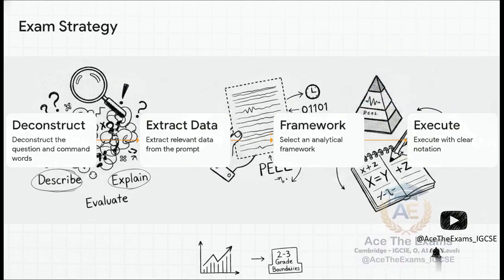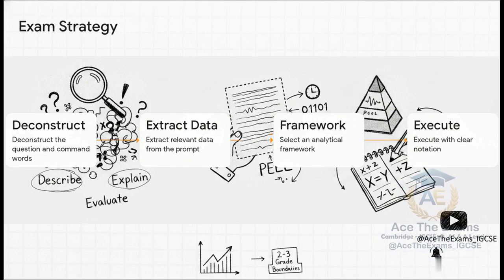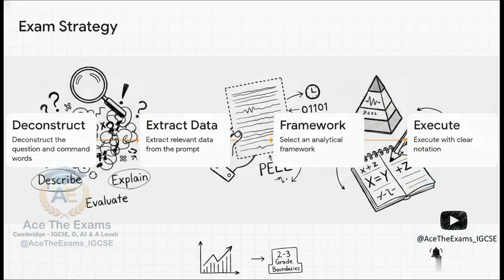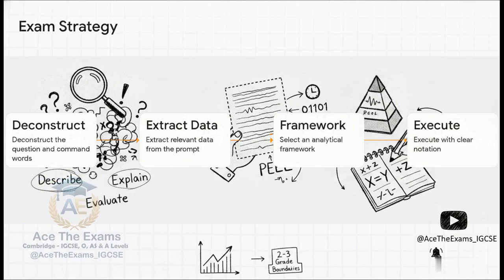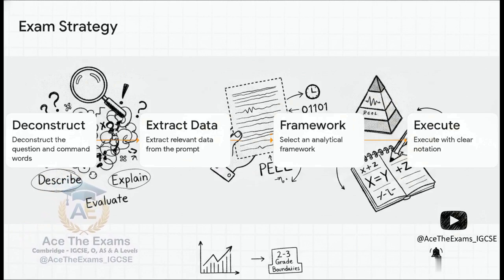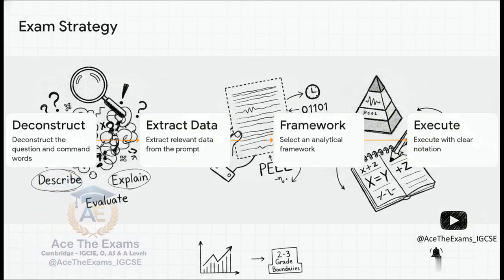Step 3, select your analytical framework. Are you comparing two things? Use PEEL. Step 4, execute with clear notation and perfect terminology. If you see a flawed sample paragraph that just says 8 kHz is worse than 44 kHz, you should immediately spot the flaw. It lacks data extraction, it lacks framework, and it lacks execution. Identifying these flaws in your own work before the examiner does is how you level up.